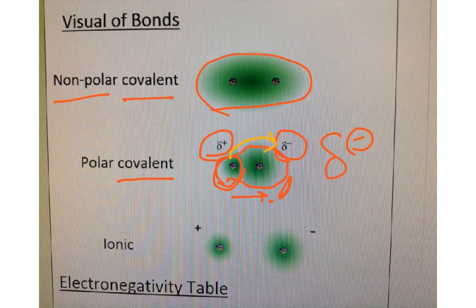So this would be a polar covalent. As you can see, there's a pull of electrons going more towards the right one. So I would say and know that that was the more electronegative element. And then we have ionic.